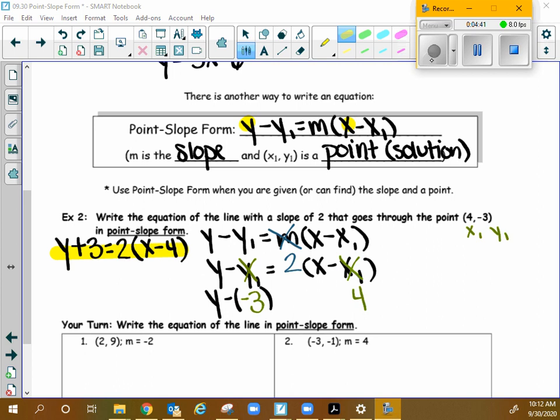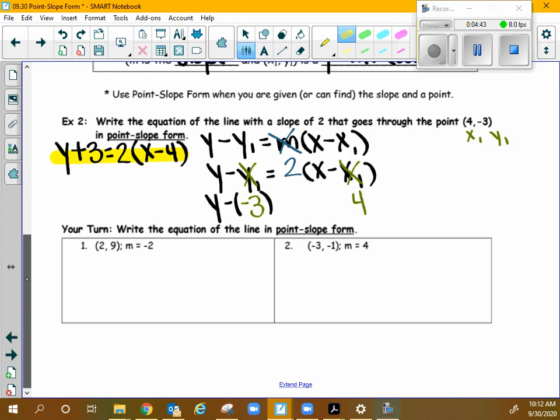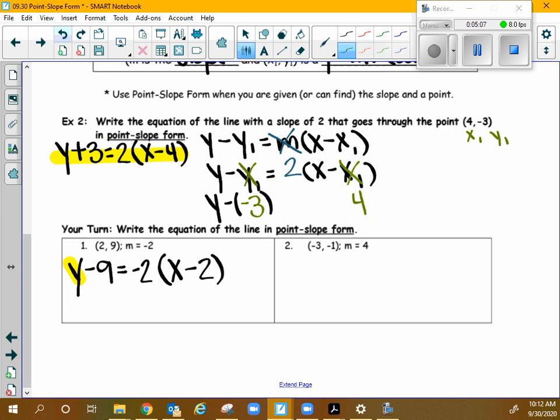Let's do another one together. (2, 9), and m equals -2. So what's my y1? 9. So y minus 9 equals -2 parentheses x minus 2. Very good. Y'all try number 2.